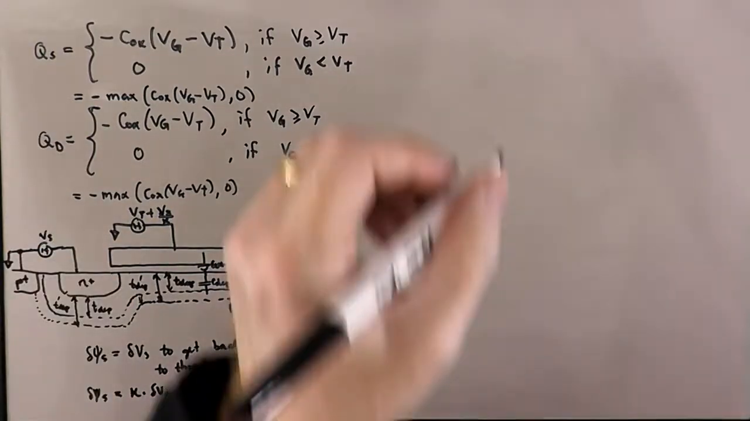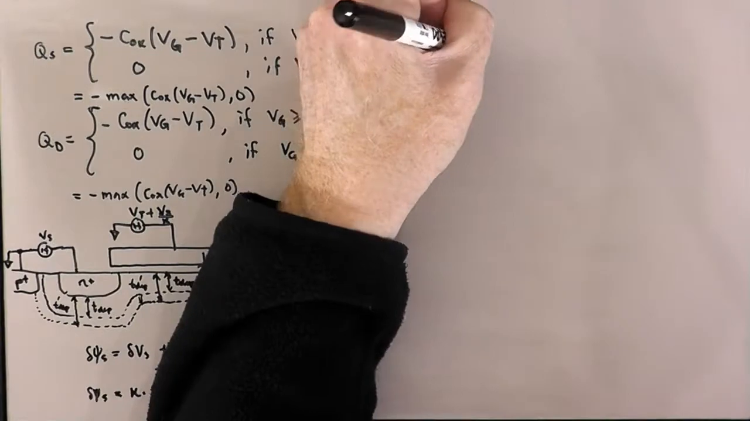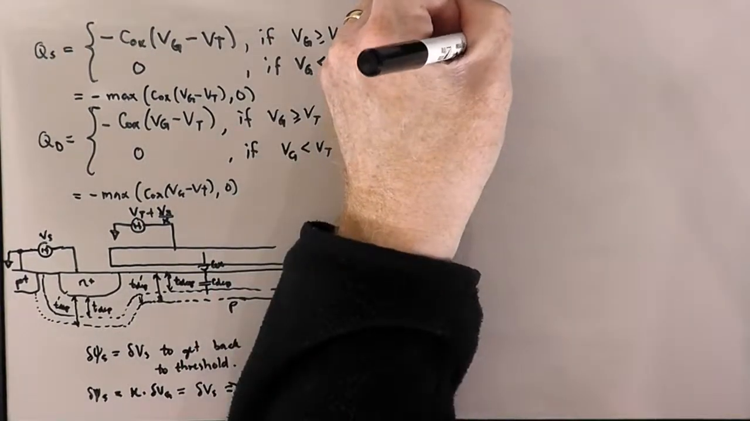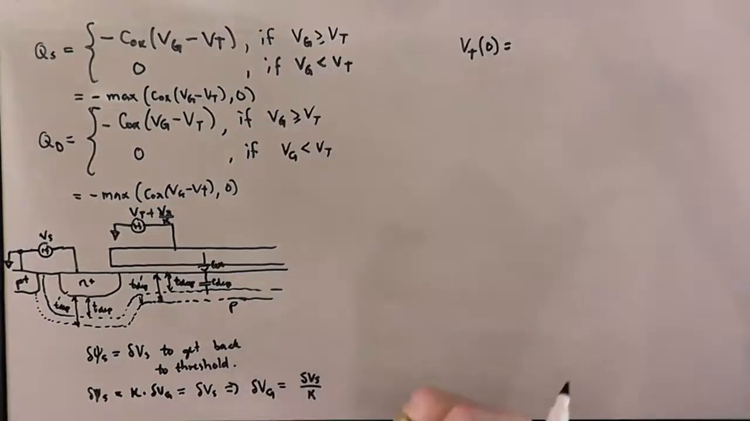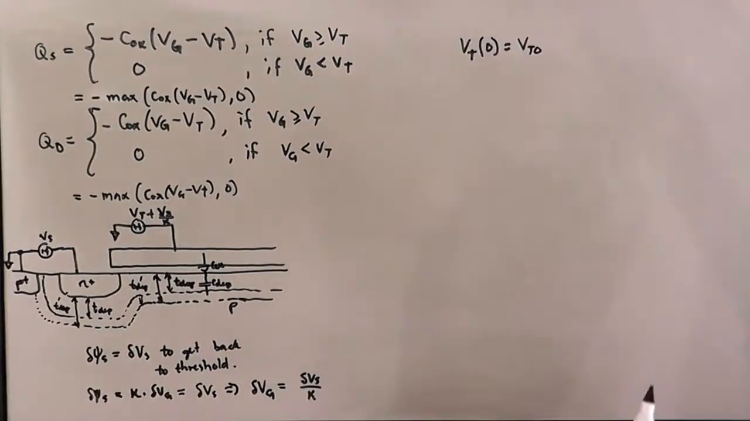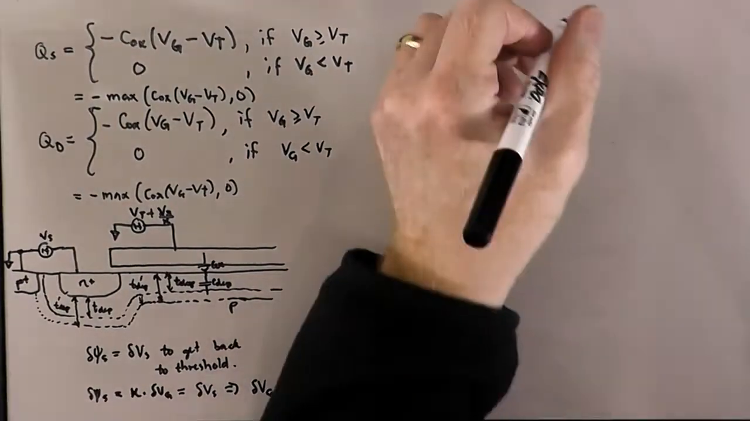And so the threshold voltage, Vt, at x equals 0, is going to have to be some nominal zero level, which we call Vt0. So this is the zero bias threshold voltage.